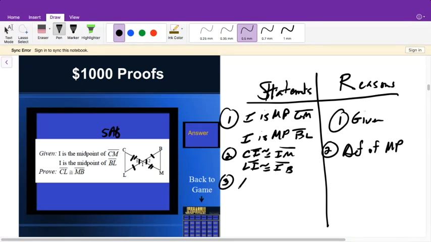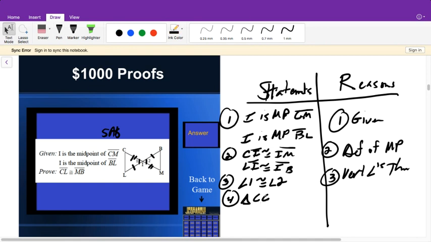For number 3, I can say angle 1 is congruent to angle 2 because they numbered it for us, and this is the vertical angles theorem. And now we have enough to say that the two triangles are congruent. So triangle LCI is congruent to triangle BIM. And our reasoning for this was side, angle, side. That's what we wrote in the beginning.